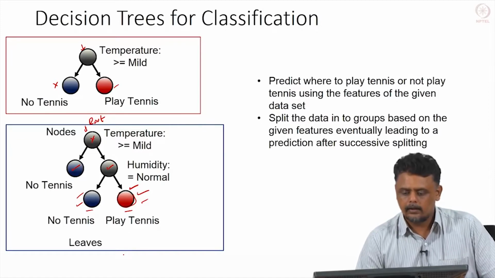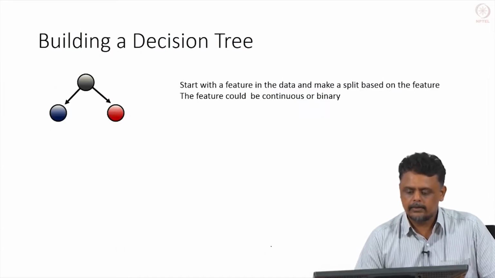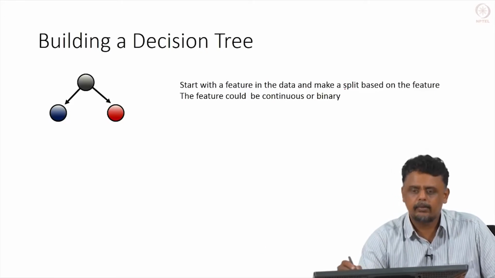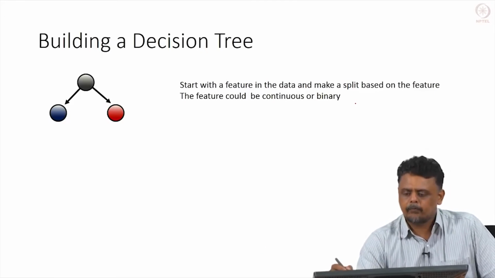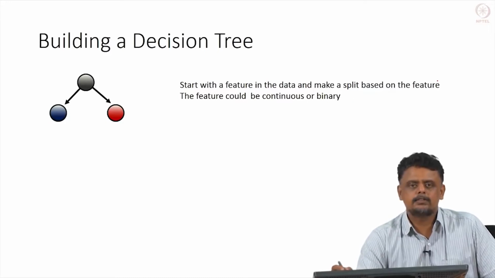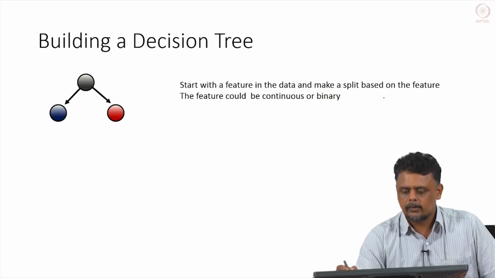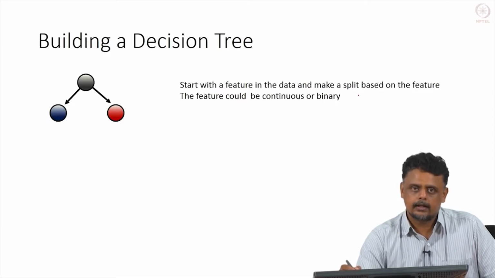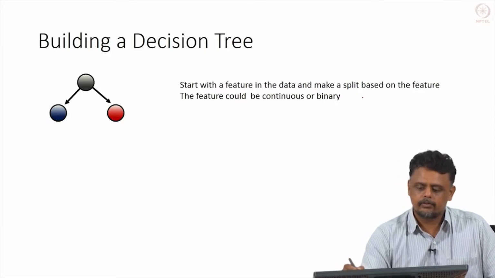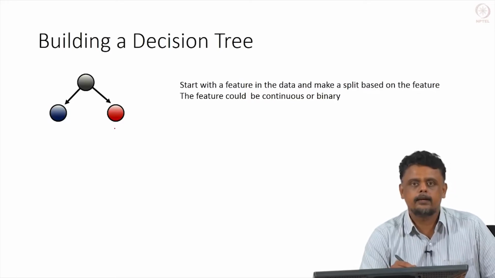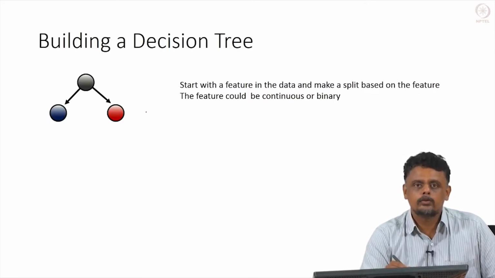So, how do we go about doing that? Just to summarize, we start with a feature in the data set and make a split based on the feature, okay. The split could be continuous or binary, that is categorical. So, the split is based on some condition, okay. We will see what that condition is later on, but just for the sake of the next few slides, we will assume that we have a way of figuring out which feature to choose and how to make the split, okay. So, we choose a feature and we make a split on the data into 2, leading to 2 different nodes.